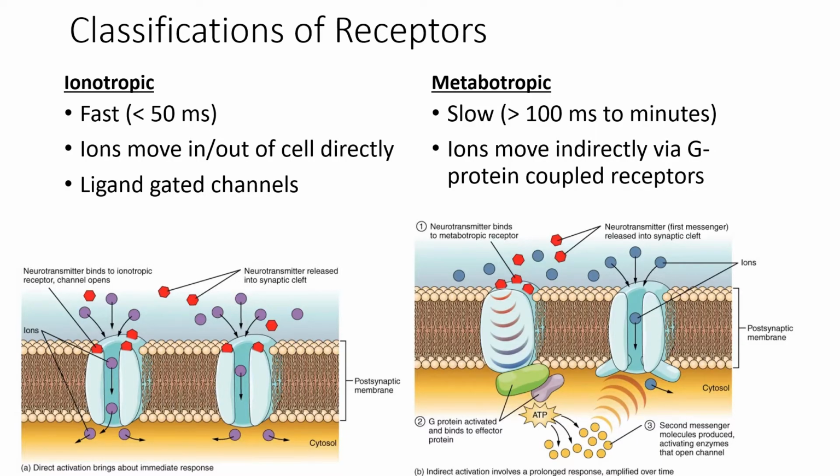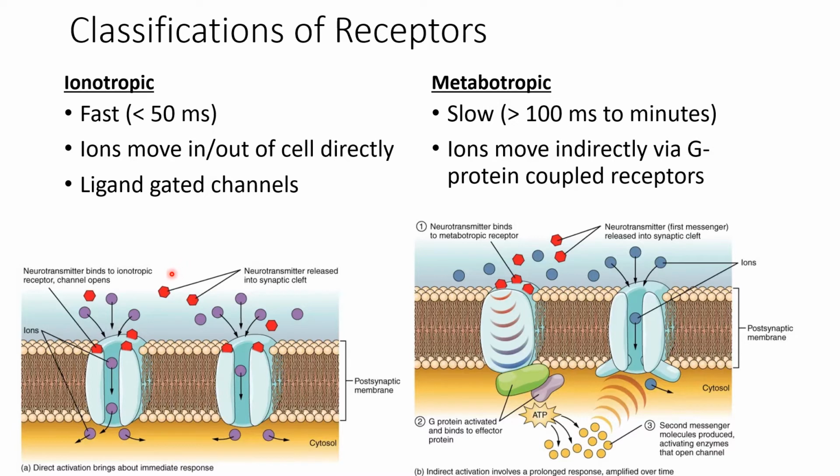Now we've got two main classifications of receptors. We have ionotropic and we have metabotropic. Tropic, that suffix that you see there, actually it's a root word, means to feed. So we're feeding it something. In the case on the left for ionotropic, we're feeding it ions.